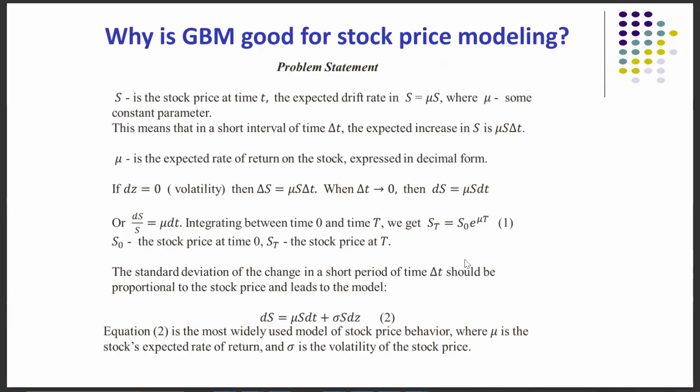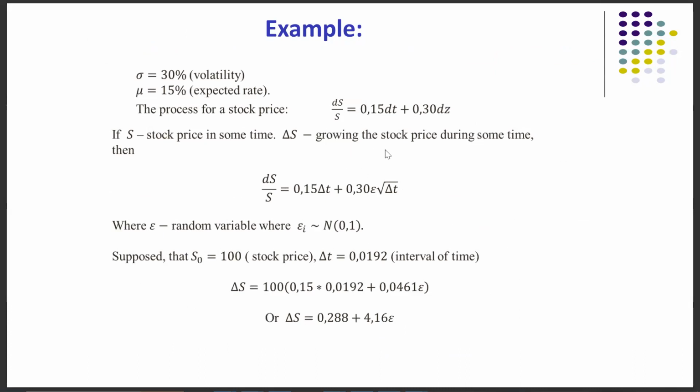Geometrical. We just substitute sigma and mu. How can we know about these parameters from historical data?